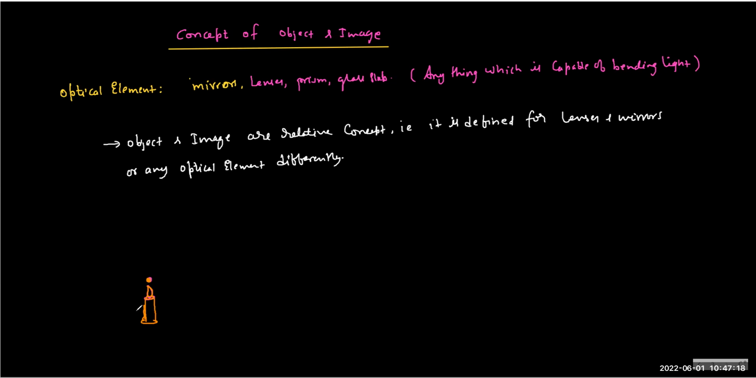A body is called an extended object, and this is called a point object. What we need to understand is that an extended object can be thought of as a combination of infinite point objects.